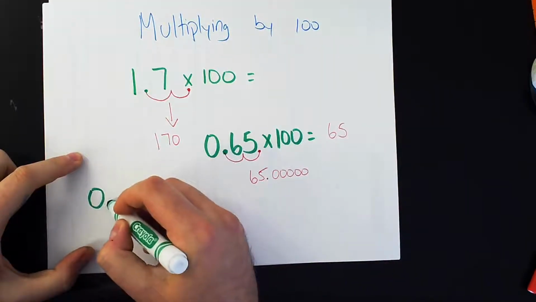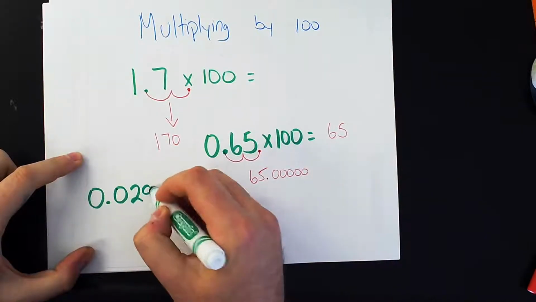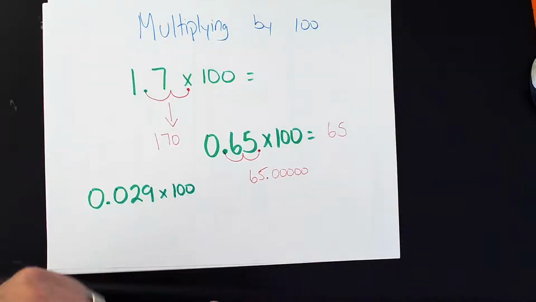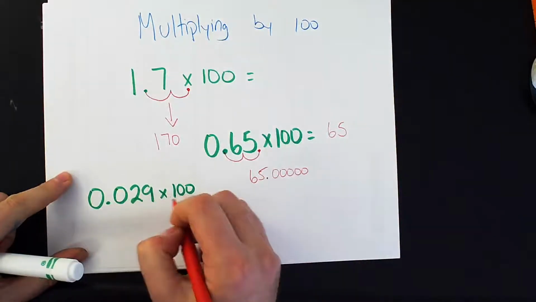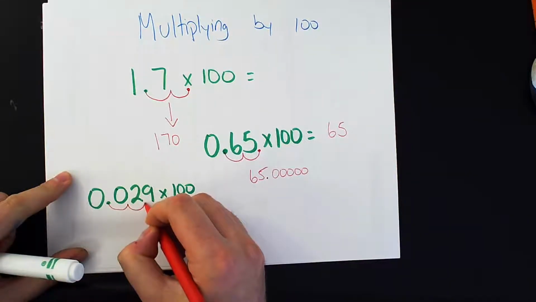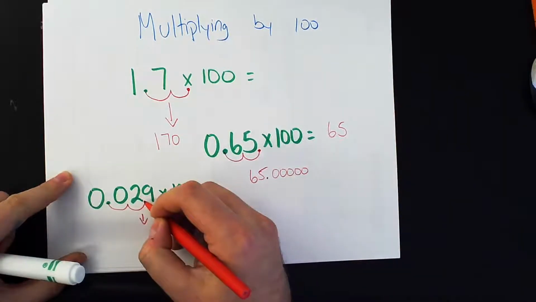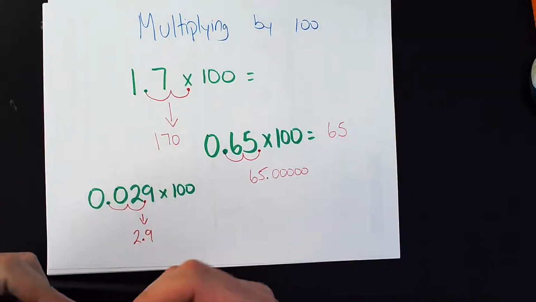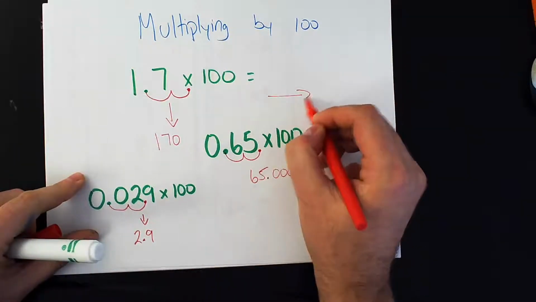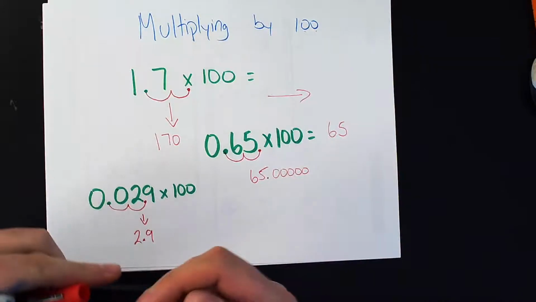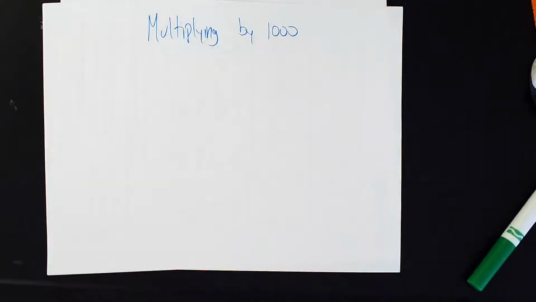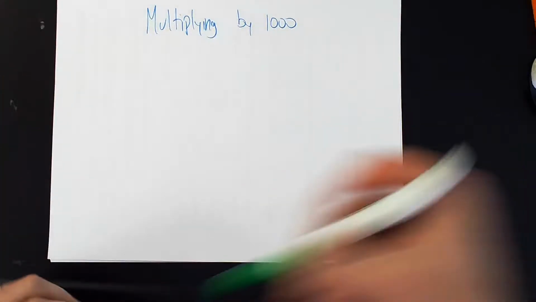We'll go 0.029. Multiply that by 100. Gives you times 2 zeros. Move it over. The answer is 2.9. So this will always apply when multiplying decimals. Move to the right, and in this case there's 2 spots. Same will apply if you're multiplying by 1000. So let's give that a shot.